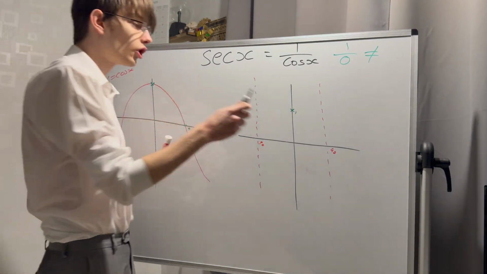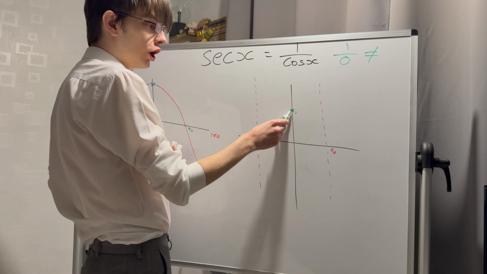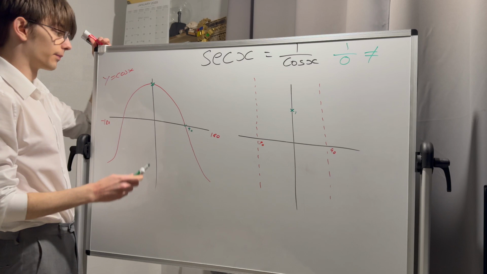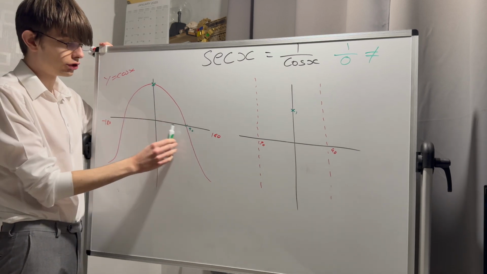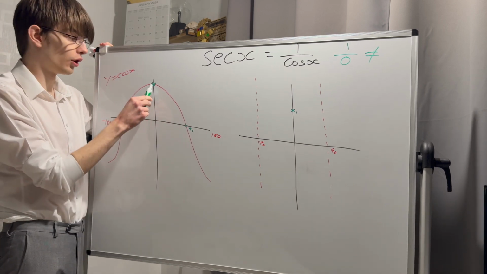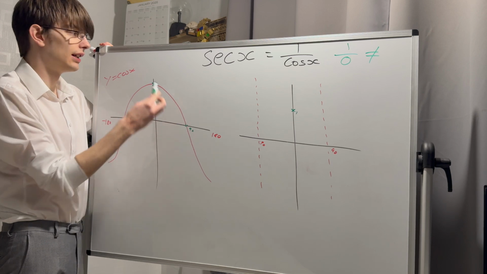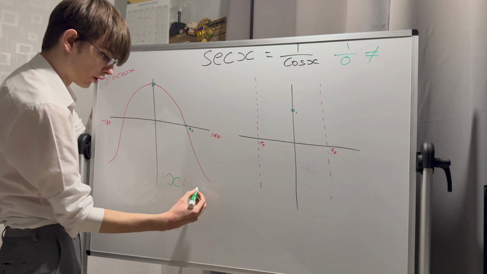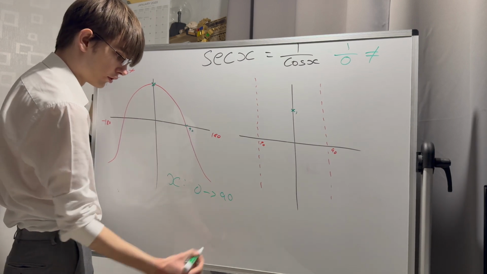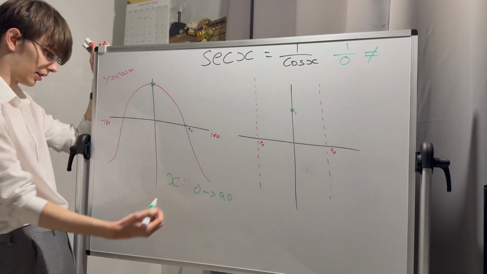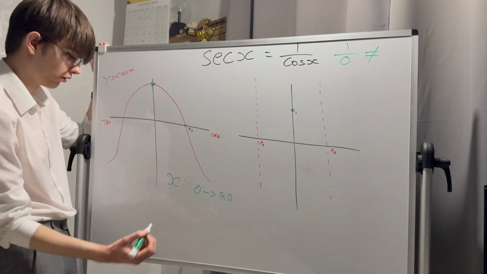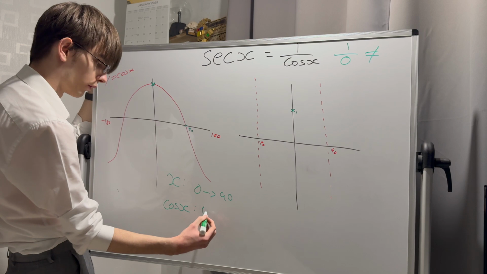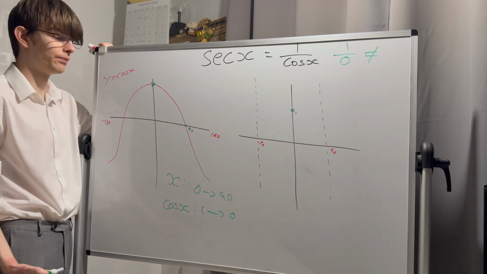So I know I'm starting here at 1, but what am I doing before I get to this asymptote? Well, let's have a think. Between 0 and 90, my cos graph gets lower. As x goes from 0 to 90, so it's very wonky when I write down here, my cos of x goes from 1 to 0.